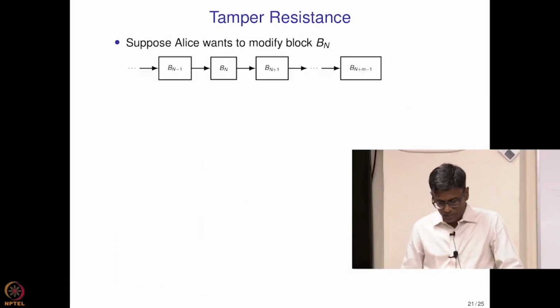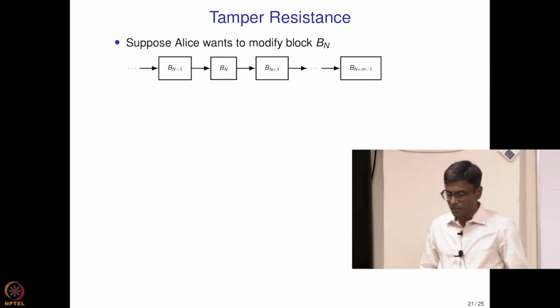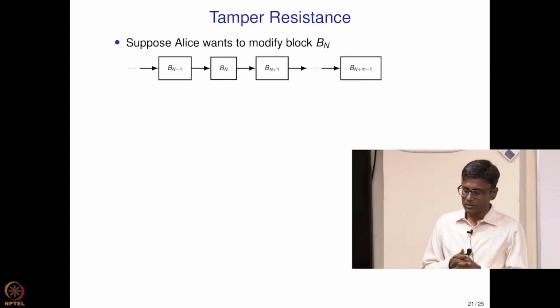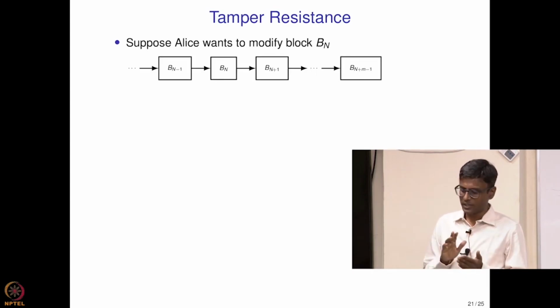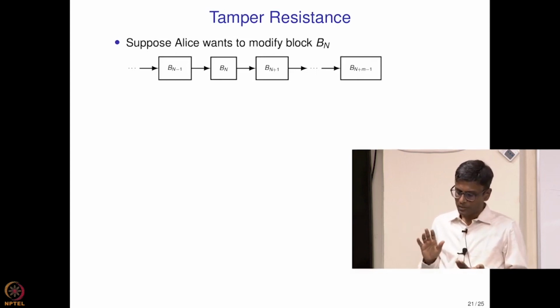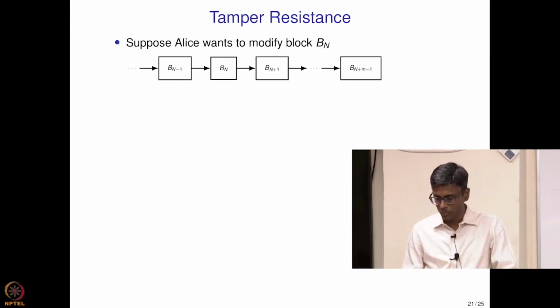Okay, so many times when people hear about blockchain, they say immutable database. I want to dispel some myths about that. Blockchain does not automatically mean immutable. You can always change it, but you need to meet some conditions. So suppose Alice wants to modify a block Bn.